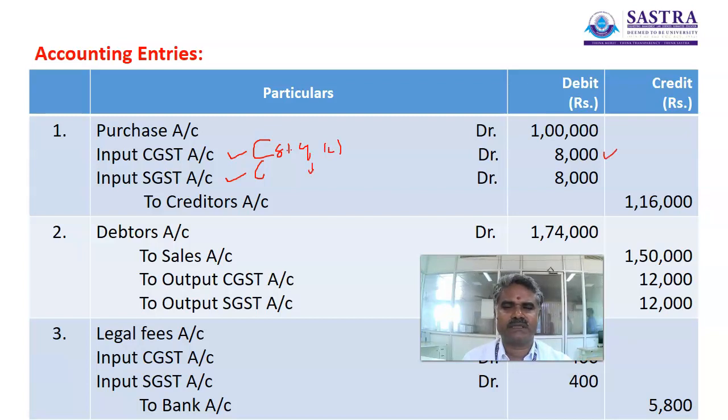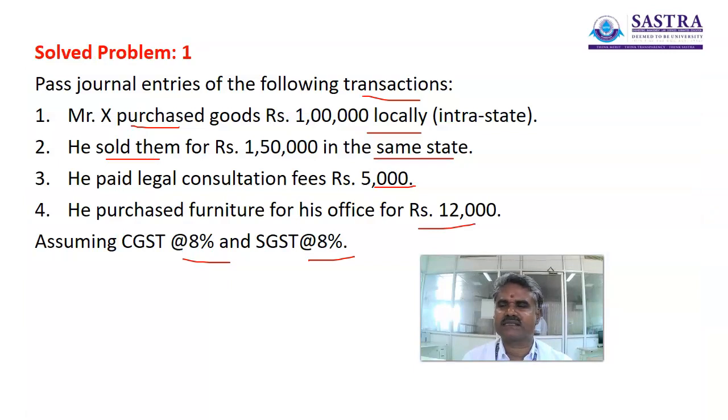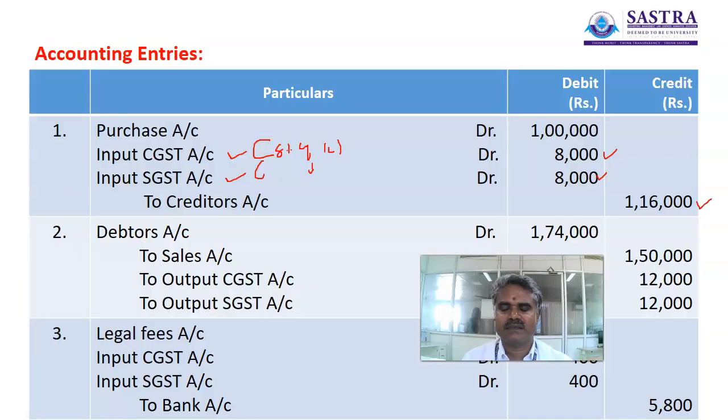$8,000. Here also 8% of 1 lakh is 8,000. So 1 lakh 16,000 is total supplies. And the second one is sales, outward supplies. So debtors account debtor, to sales, to output GST.